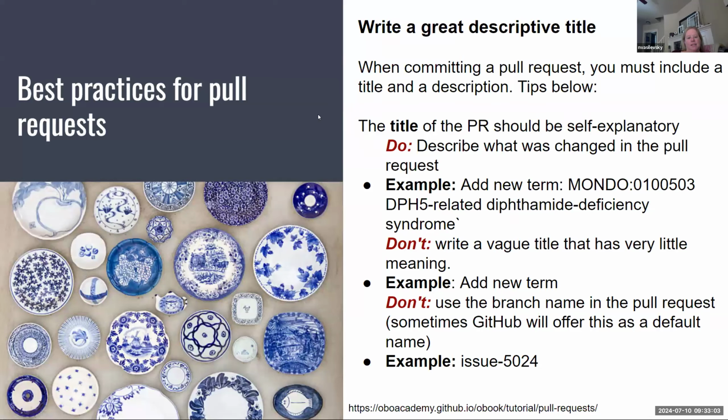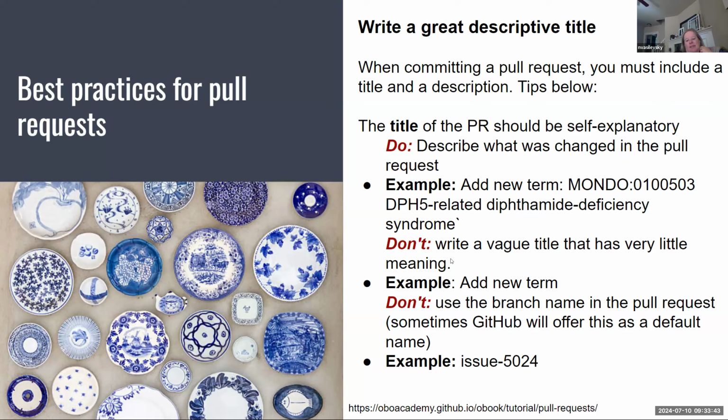So here are some recommendations for best practices for pull requests. We saw some of this in the example I just gave, but further examples are: when committing a pull request, include a title that's descriptive, that explains what you do, and the description. The title of your pull request should be self-explanatory. In my example, I added a new synonym and I included the ID in the label of what I added. Or if I was adding a new term, I could say add a new term with the new Mondo ID or the new ontology ID and the label.